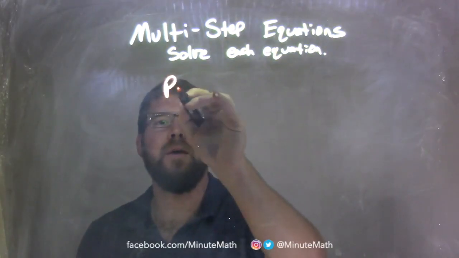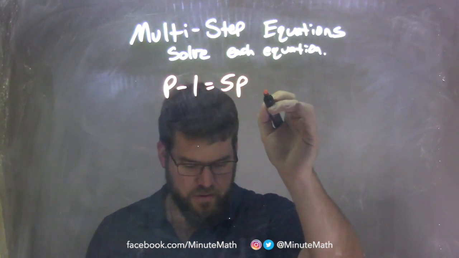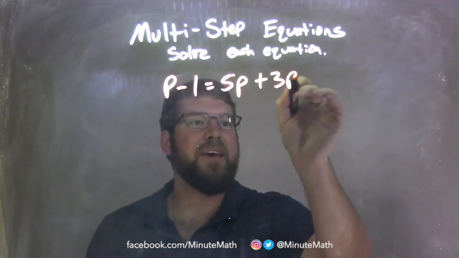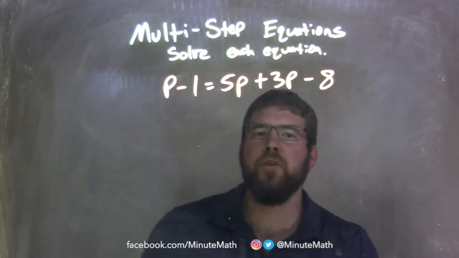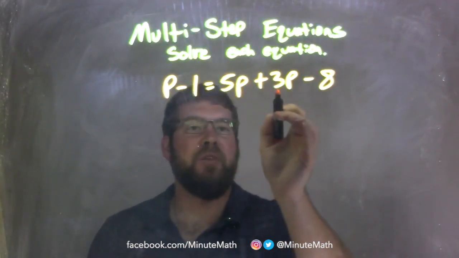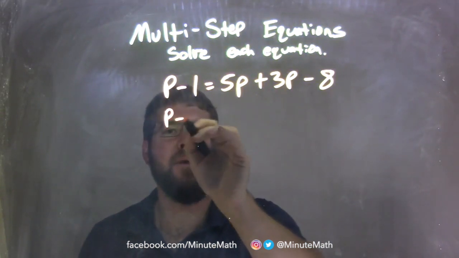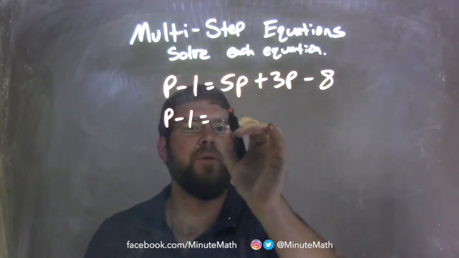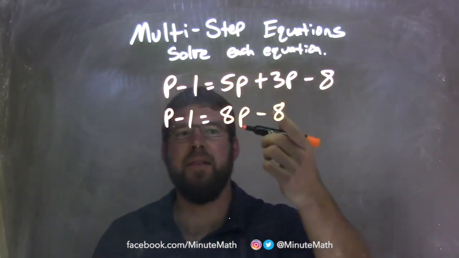Next problem: p minus 1 equals 5p plus 3p minus 8. Well, my first step here is I'm going to combine my like terms on each side of the equal sign. There's nothing left here that we can combine, p minus 1. But 5p plus 3p can be 8p minus 8. So bring down that minus 8.